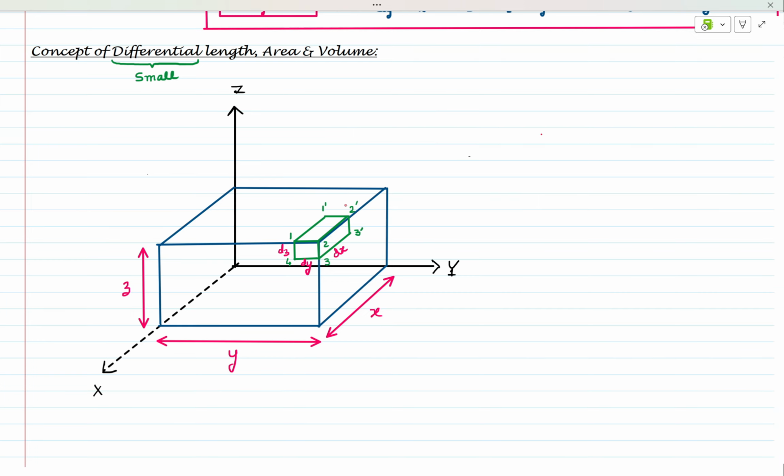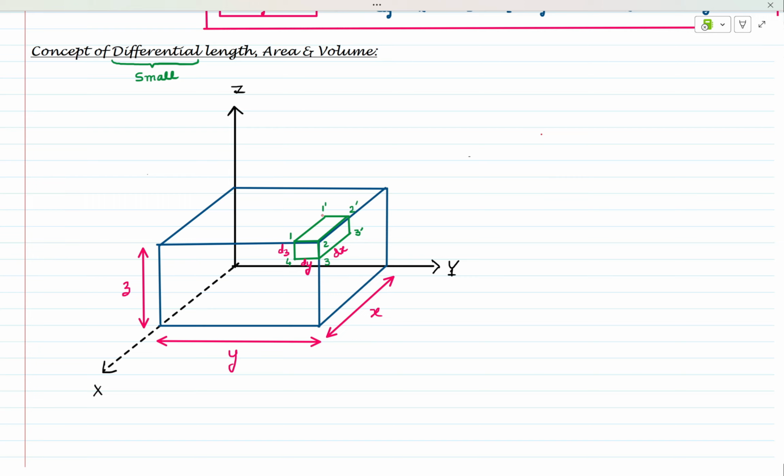See, 1 dash, 2 dash, 1, 2. This is one area that is visible. I am talking about the visible area. Also, it has three more areas in the opposite direction. But in this case, 1 dash, 2 dash, 1, 2, this is a visible area.